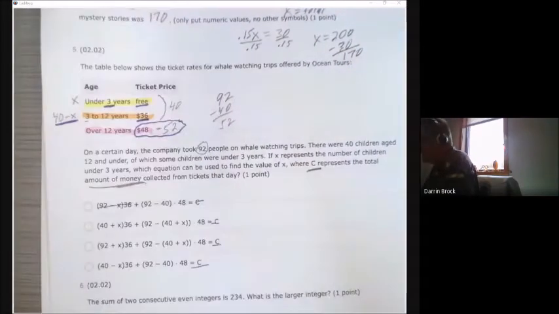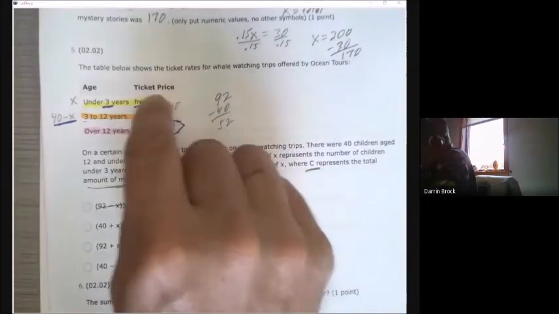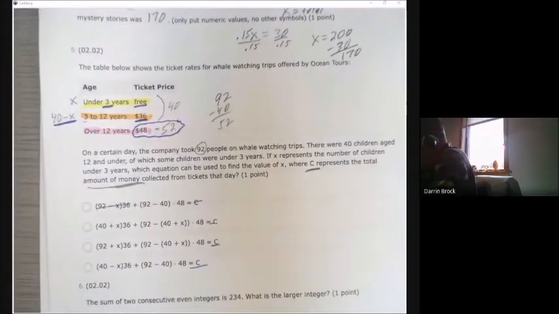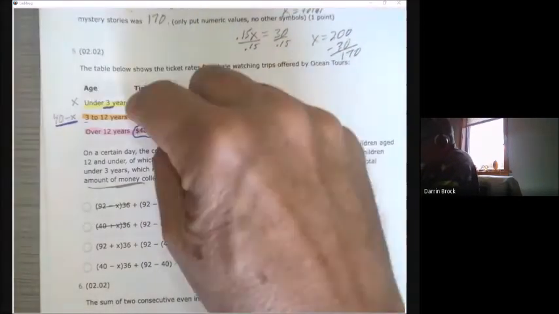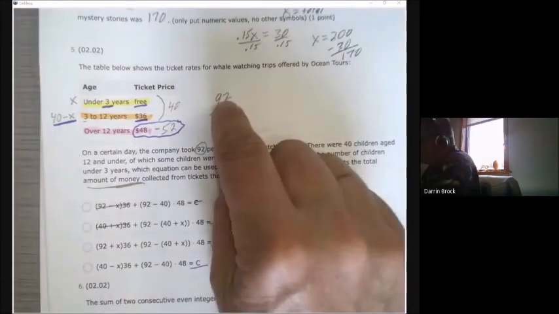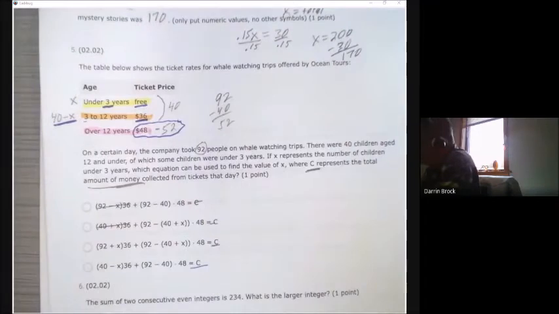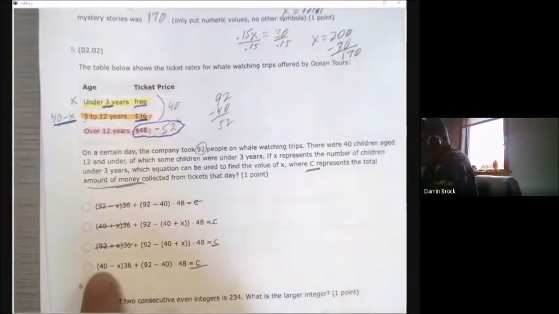And I'm going to say, okay, it can't be that one. How about 40 plus X times $36? 40 is the total number of children, and then they're adding again the number under 3 and charging $36. Well, that doesn't make sense either. 92 plus X, total number of people plus the number of under 3 years old? Well, that's going to be more people than was there because this is the total of everyone, charging $36. That makes sense. So hopefully it's this last one, but I'm going to look at it to make sure I haven't missed something. 40 minus X is $36.